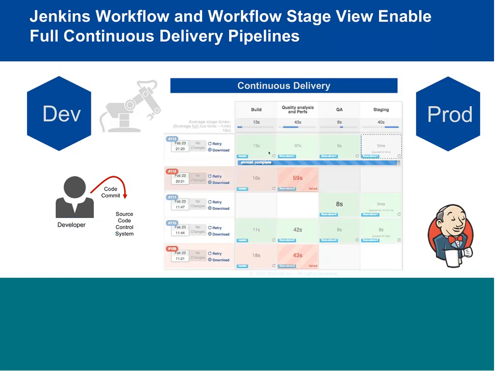Jenkins workflow and workflow stage view give you a way to flexibly establish complex delivery pipelines, build those pipelines in stages so you can easily manage extending from just CI and building to supporting quality analysis and performance tests, to doing automated functional QA, to staging of your software product for manual test and UAT. You can track your success at each of these stages, and you can track your progress of your software deliverable through each of these stages.